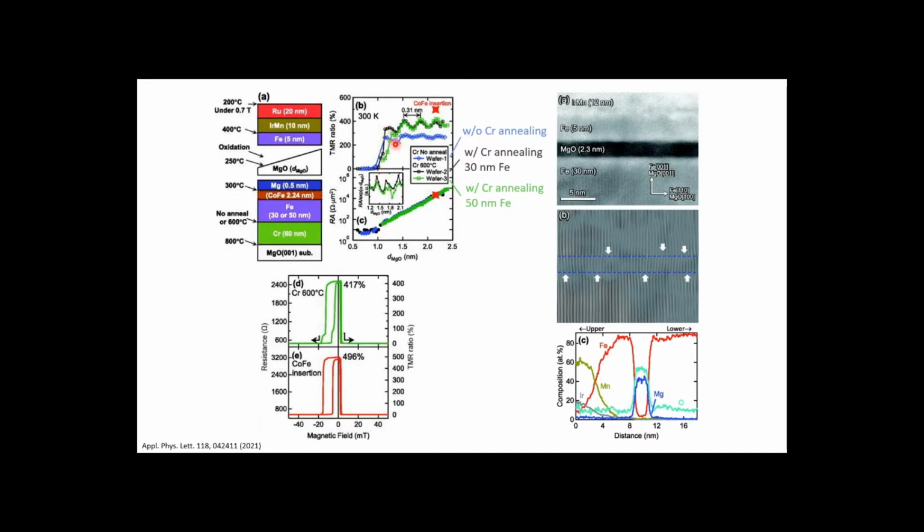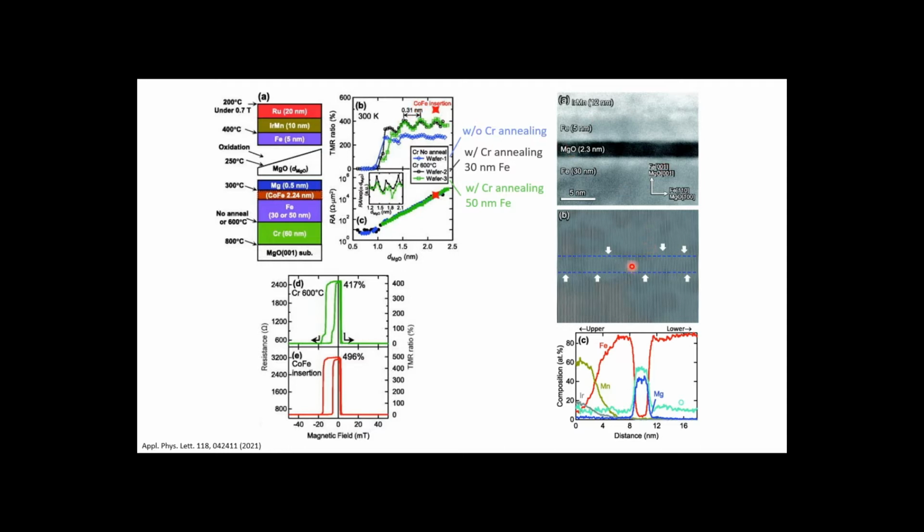And here we can see the TMR ratio and the I ratio versus the thickness of the MgO layers. The blue sample indicates the one without chromium annealing. The black one is with chromium annealing and a 30 nanometer Fe layer. And the third one is with chromium annealing and a 50 nanometer Fe layer. Here we can see a star, and the star indicates the MTJ with the CoFe insertion at the bottom interface with the MgO and the chromium post-annealing conditions. The CoFe-inserted MTJ shows a further increased TMR ratio owing to the improved bottom MgO side interface and increased effective tunneling spin polarization by CoFe.